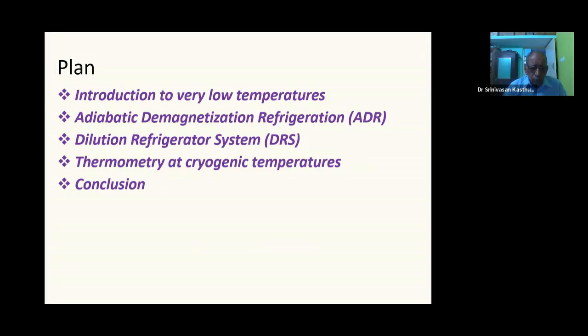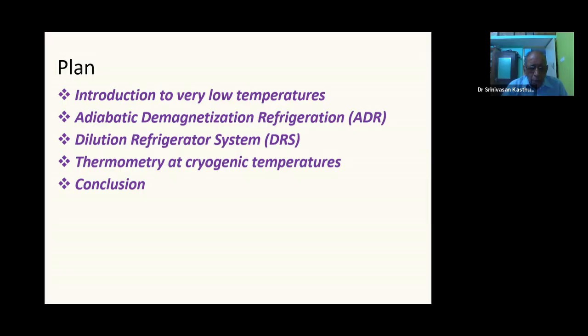Okay, let us see, what is the plan of my talk? First of all, I would like to introduce you to very low temperatures. What do you mean by very low temperatures? We'll try to understand. And then there are some systems which can be used for achieving these low temperatures. One is adiabatic demagnetization refrigeration system. It is called ADR, adiabatic demagnetization refrigeration. Now, you can also have what is called the dilution refrigerator system, which is called DRS.